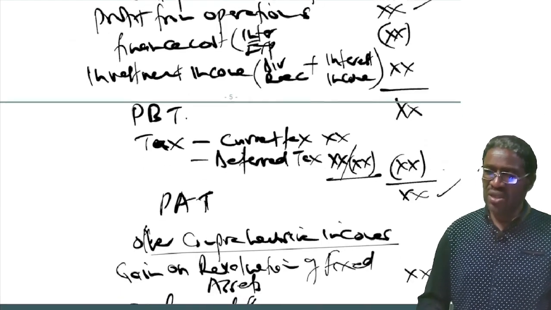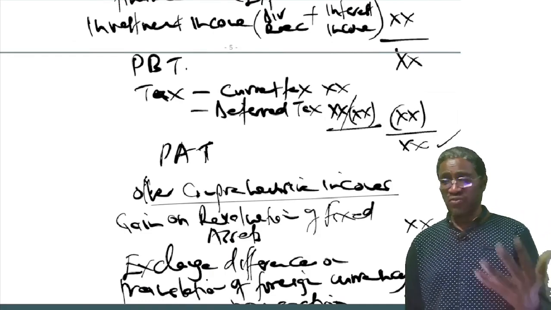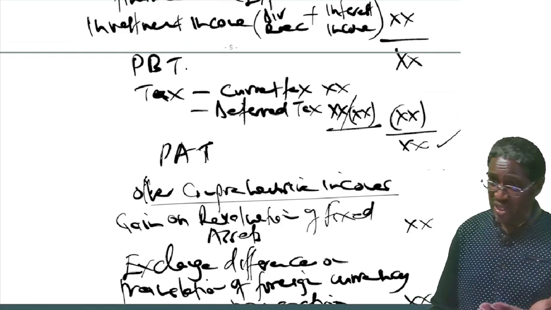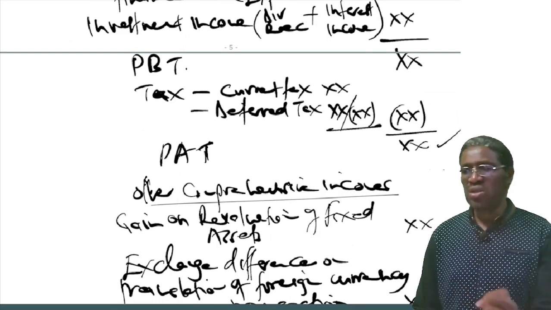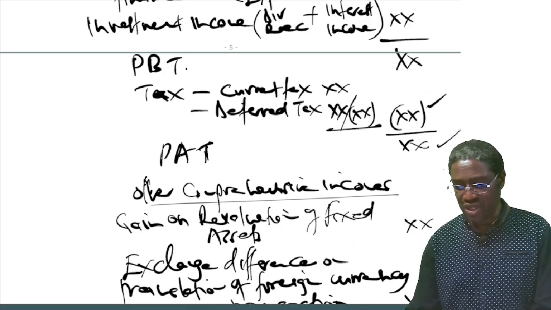Then I've said you come now to tax. There are various types of taxes. One form of tax could be current tax. The other one could be deferred tax. Get the net of the two. Whichever the net, call it tax expense, and you minus.